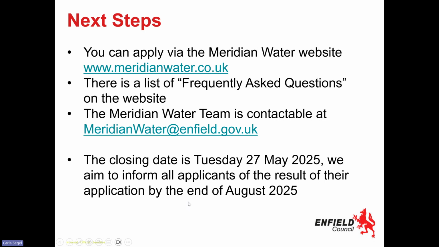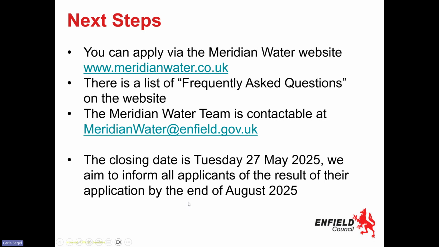So as I've said, you can apply right now via the Meridian Water website. The information is up on the screen. It's very easy, www.meridianwater.co.uk. And I've gone through a lot of information here. It's a lot to take in. There's a list of frequently asked questions up on the website too, if you can't remember something or you want to check something. The Meridian Water team is contactable at meridianwater@enfield.gov.uk. That is an email address that is constantly monitored.